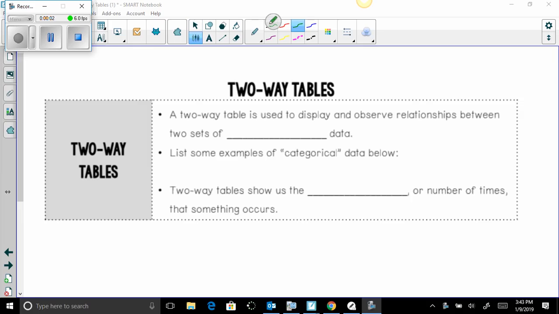Hey guys, today we're going to learn about two-way frequency tables. So first we need to discuss what two-way tables are, and then we can talk about how we're finding the frequency based off of that data from those two-way tables. A two-way table is used to display and observe relationships between two sets of categorical data.